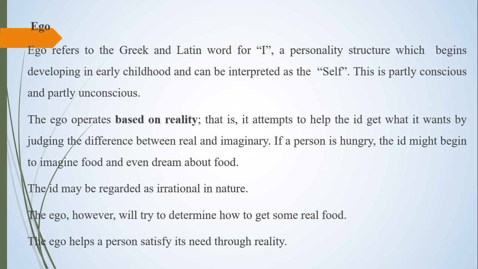If a person is hungry, they might begin to imagine food and even dream about food. It may be regarded as irrational in nature. The ego, however, will try to determine how to get the same real food. The ego helps a person satisfy their needs through reality.